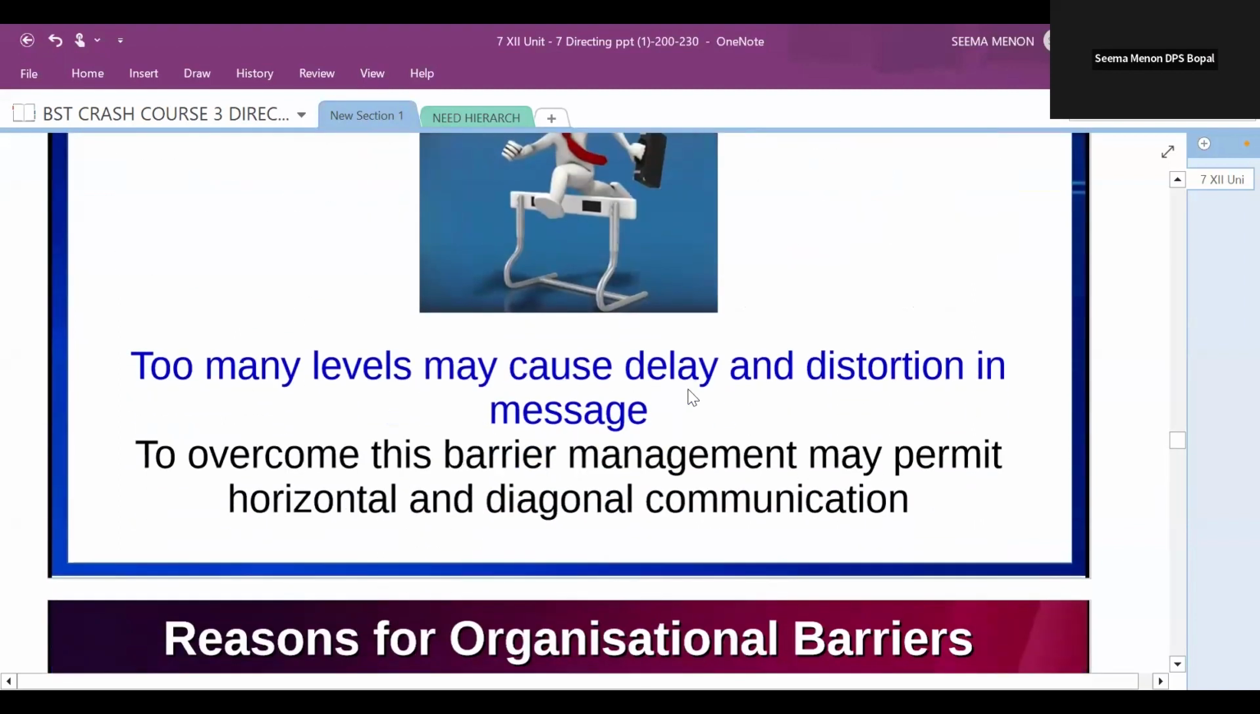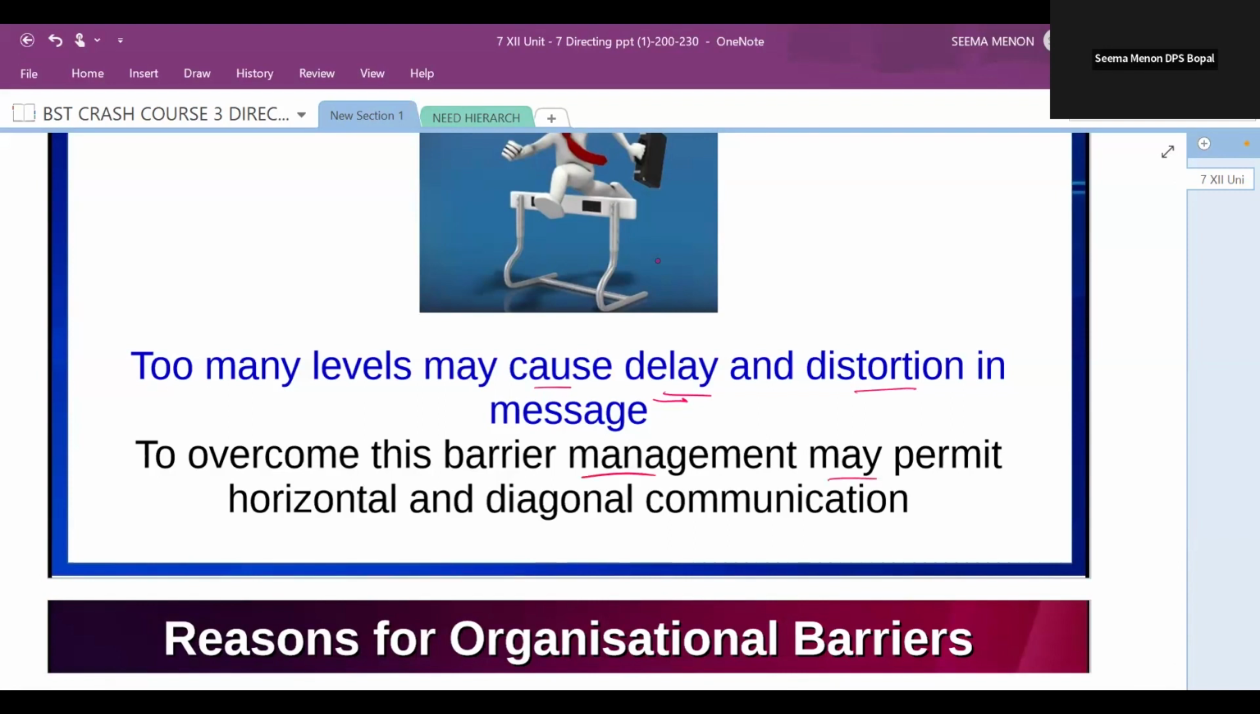Too many levels may cause delay and distortion in the message. From top to bottom, there are a minimum of 3 to 5 levels of hierarchy. What is happening? From one level to another level, to pass a message from the top level through these various levels into the bottom level, there can be distortion in the message. The message may be delayed, or it can be shortened, minimized, and so on.